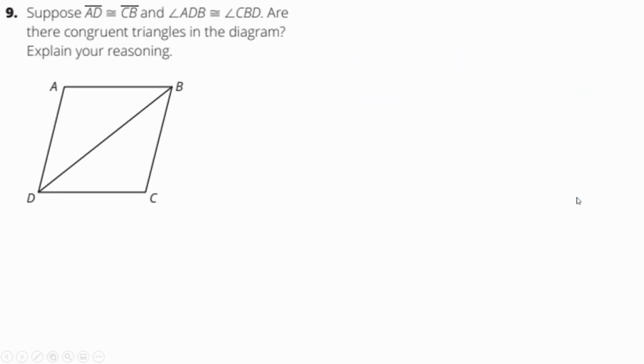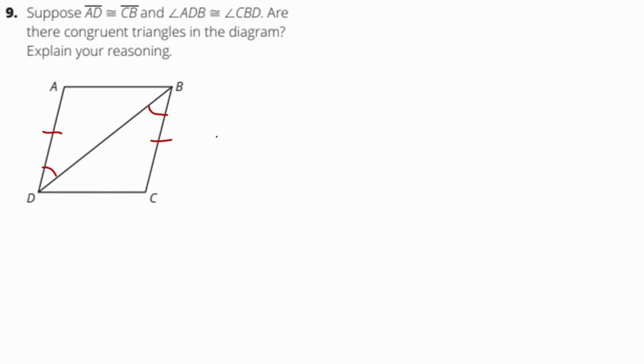Next up, it says suppose AD is congruent to CB. I'm going to mark that off. AD is congruent to CB, and angle ADB is congruent to angle CBD. ADB is right here, and CBD is right here. Are there congruent triangles in this diagram?